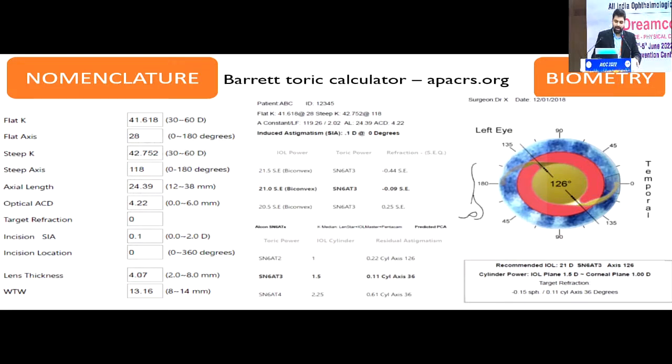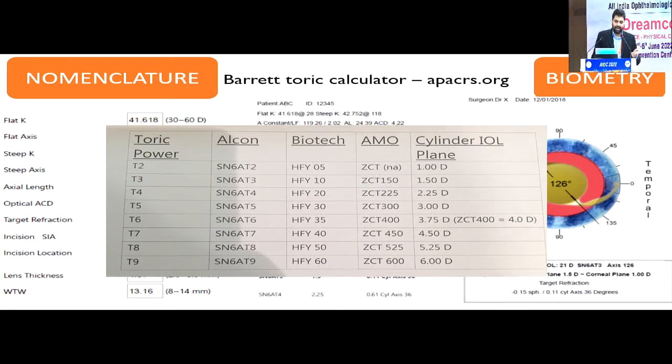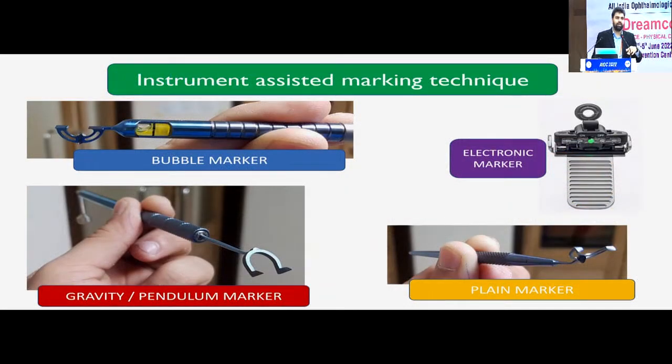Now understanding the nomenclature is important. Most of your toric lenses come in T2, T3, T4, T5, and all these are nothing but your cylindrical powers at the IOL plane. These are some of the common companies which have toric lenses and their nomenclature. Again, this is a chart which I prepared for myself. So if I have to implant a Biotech, I know HFY 40 means 4.5 diopter, or ZCT 225 is 2.25, which is equivalent to T4. So understanding this nomenclature is important, so you know what IOL power you are putting. So that was with respect to the theoretical part.